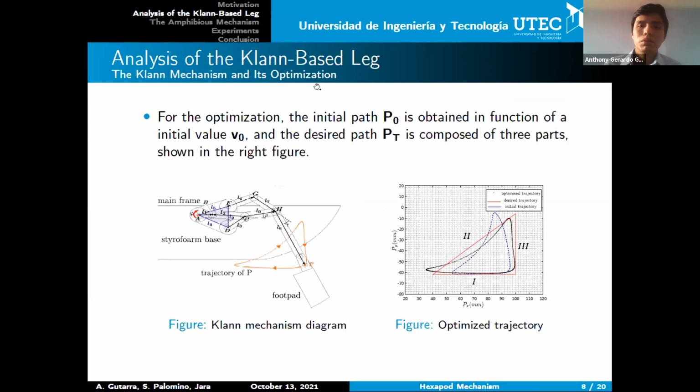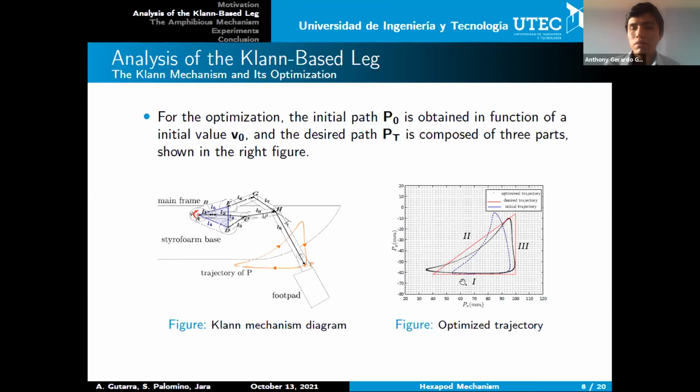And we optimize that. For the optimization, the initial path, as we can see before here, is obtained in function of the initial value, V0, considering the standard crank mechanism. And the desired path is composed of 3 parts, shown in this figure. The desired path is a triangle, as we can see here, represented by red lines, and the initial path is represented by blue lines. The desired trajectory is composed of 3 parts.